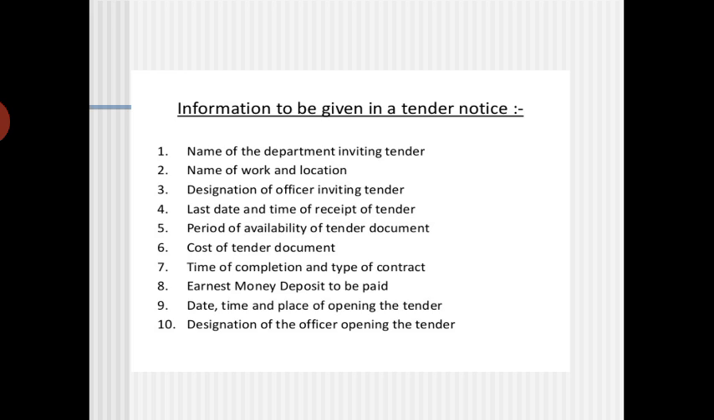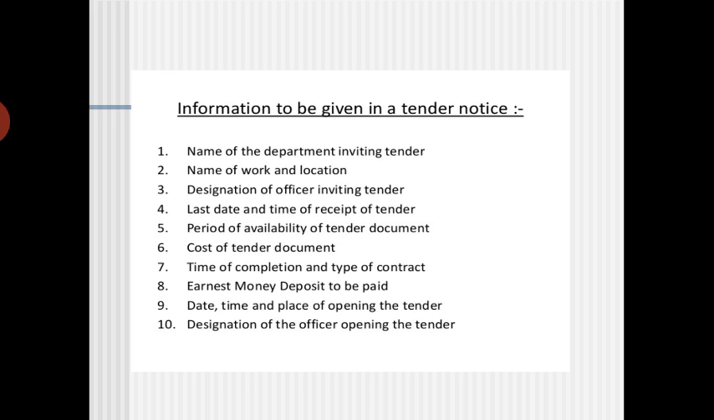If you are quoting very low, or if you are violating the rules and regulations of the tendering process, then you are not allowed to give that earnest money deposit. Or sometimes a blacklisted person, if he is giving a tender, is not allowed to give the earnest money deposits. So then security deposit, one more is there.